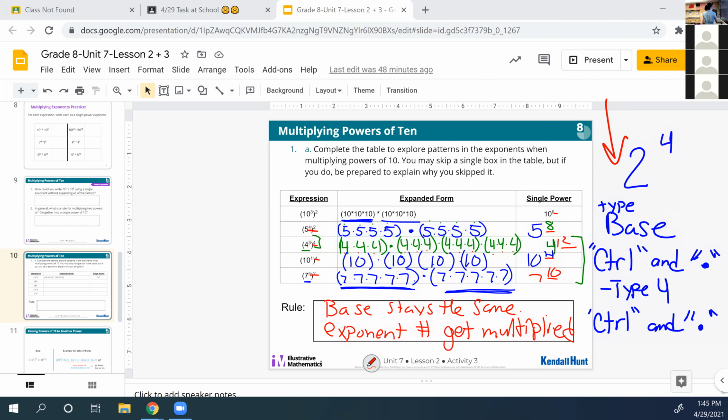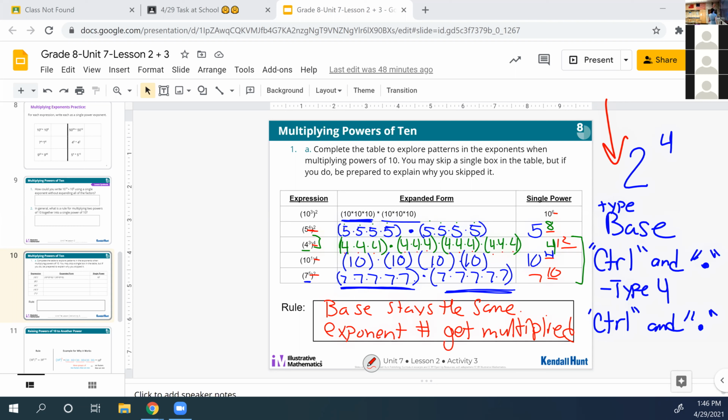Okay, so it's different from when we multiply two exponents, because when we multiply two exponents, we add those numbers together. But when we do a power to a power, an exponent to an exponent, we multiply those two numbers.